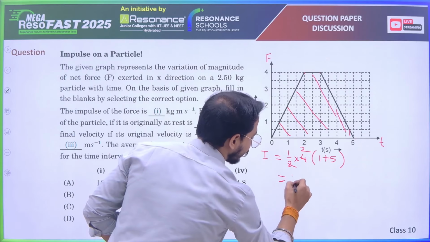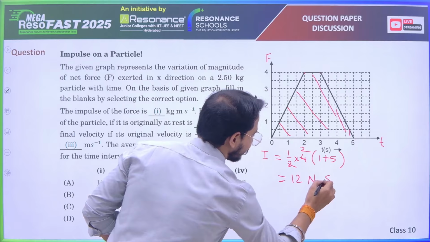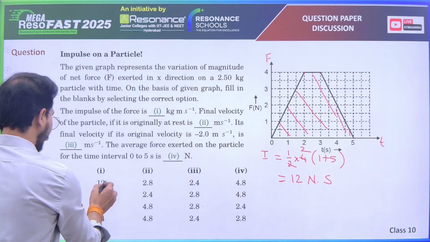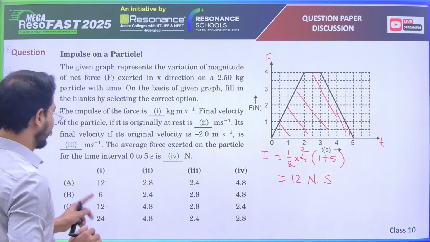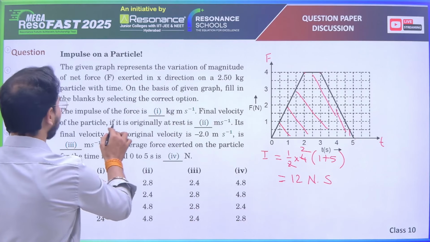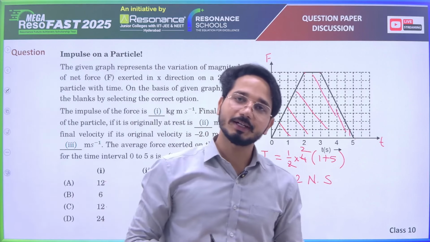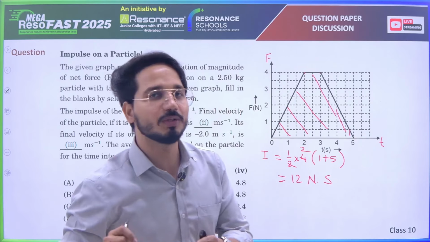So it will be 12 Newton second. So we got the impulse as 12 Newton second. Second, find velocity of the particle if it is originally at rest. So it is asking final velocity when the particle is originally at rest. Value of u is 0.